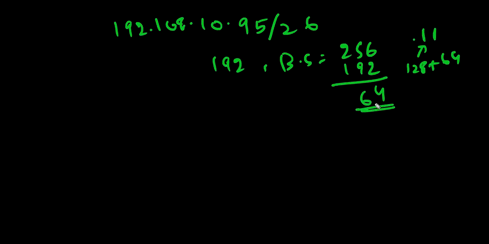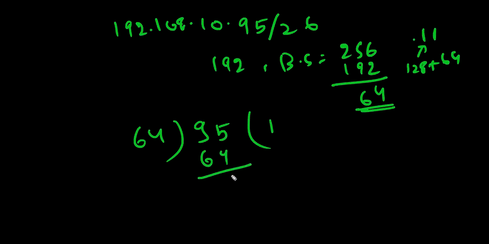You don't need to do anything, just divide the value which is present in the fourth octet by the block size, 64, right? The value in the fourth octet is 95, let me divide by 64, right? So 64 once, you will get 1, and 95 minus 64, we get 31. I am getting 31 over here, right? Now subtract this 31 from 95, right?